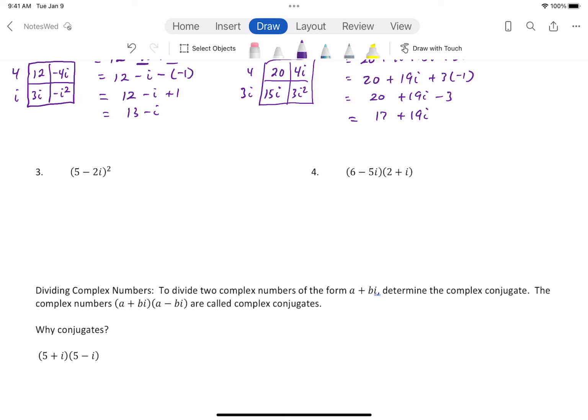Then, of course, the only thing that's different about 3 is it's written as squared. So you can write it out twice. If you want to use the shortcut that we learned for this, you can certainly do that. This gives me 25 minus 10i minus 10i. Negative 2i times negative 2i is 4i squared.